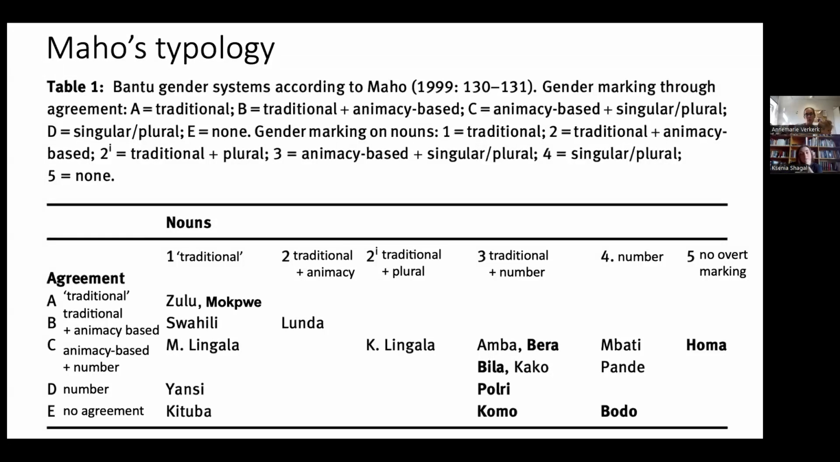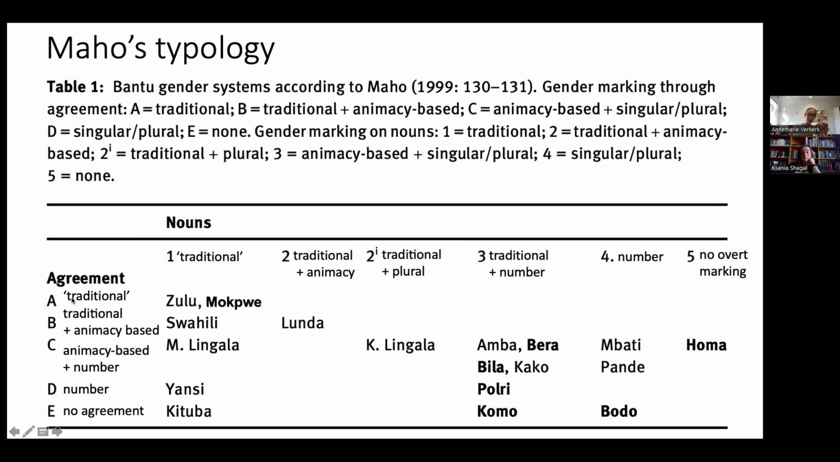So I don't know how much time I should spend on this table, because I know it's very daunting. The thing to remember here is that we have marking of genders on nouns, right? And this can be traditional, like in Makwe or in Swahili, and it can also be reduced, right? So we also find languages that don't have overt gender marking on the nouns anymore, right? These are Bantu languages that have basically lost or restructured entirely their gender system. And then on the other dimension, we have agreement.